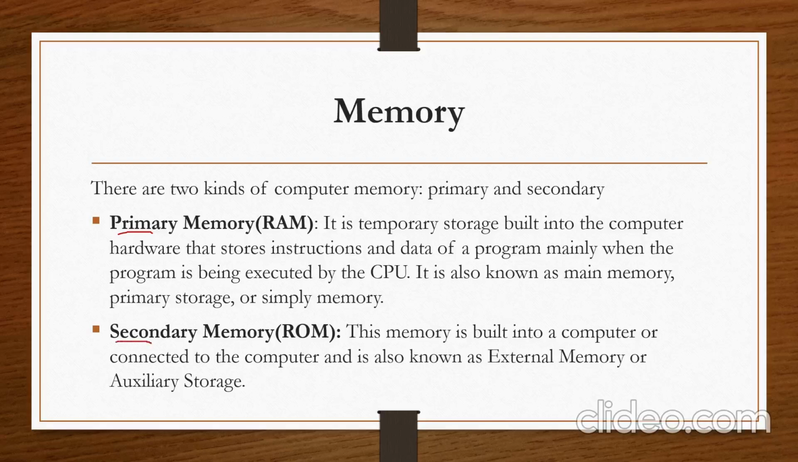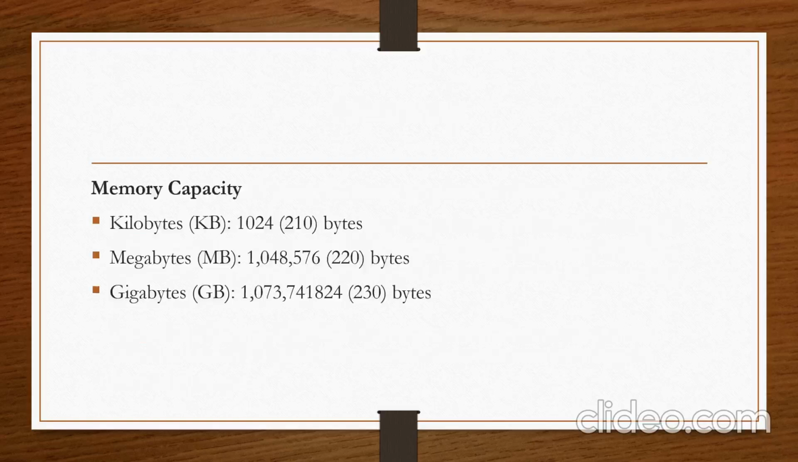Then we have the secondary memory, or the ROM, or read-only memory. This stores data permanently. Every time you need to store data permanently, it is put in the ROM, meaning that data will not be lost. Also, ROM has different types. It can be external, for example external devices like hard disks and flash disks. All those are types of secondary memory.